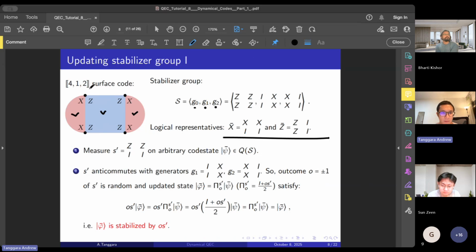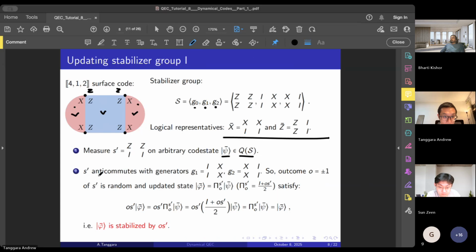I'm gonna do this measurement, right? I'm gonna do this ZZ measurement. And if you notice, this anti-commutes with this X stabilizers. So we'll see what's going to happen there. So let's first assume that we start on some arbitrary code state. So I'm just gonna pick some random code state psi bar from the code space of this surface code.